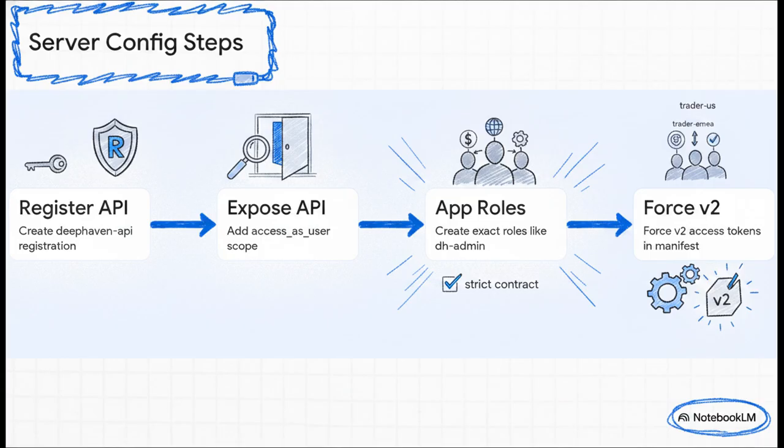Now pay really close attention here. Role names like Trader US, Trader EMA, DH Admin, and Writer are a strict contract. They are not just casual naming conventions. They are wired directly into your Python application code for entitlement enforcement. And lastly, you absolutely must force V2 access tokens in the application manifest to ensure the tokens carry the correct issuer format that the server expects.